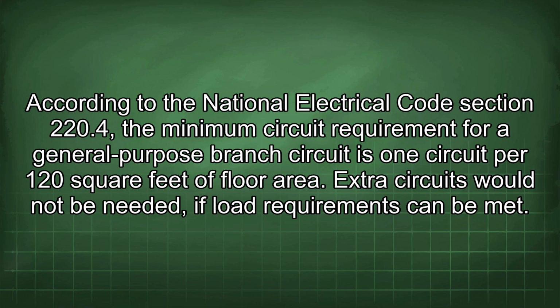According to the National Electrical Code Section 220.4, the minimum circuit requirement for a general-purpose branch circuit is 1 circuit per 120 square feet of floor area. Extra circuits would not be needed if load requirements can be met.